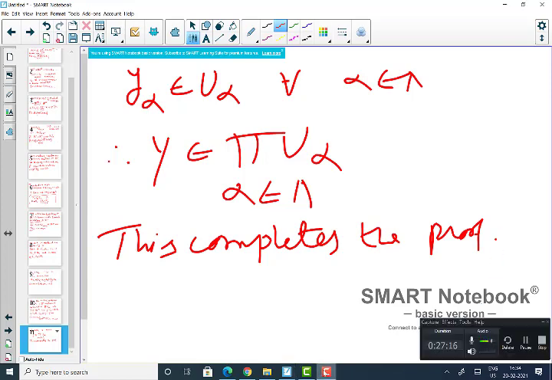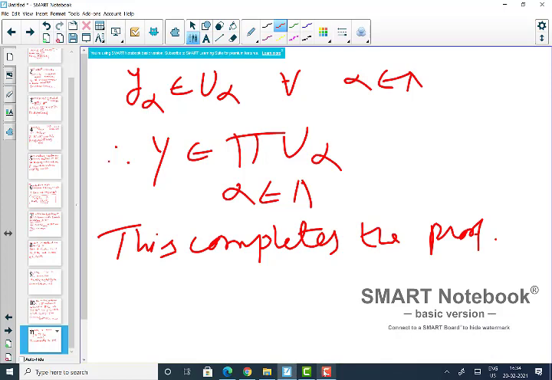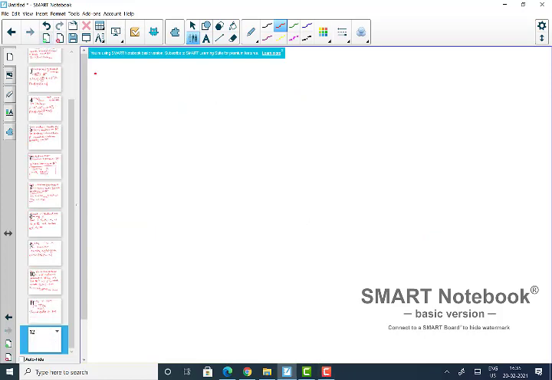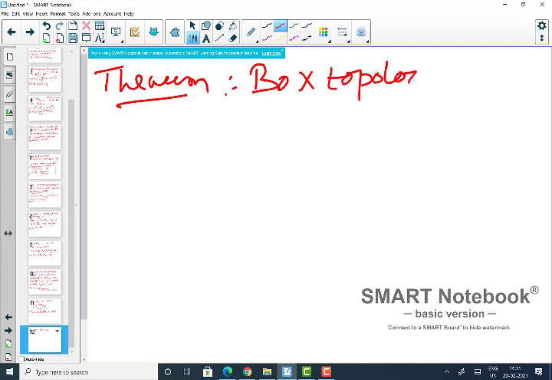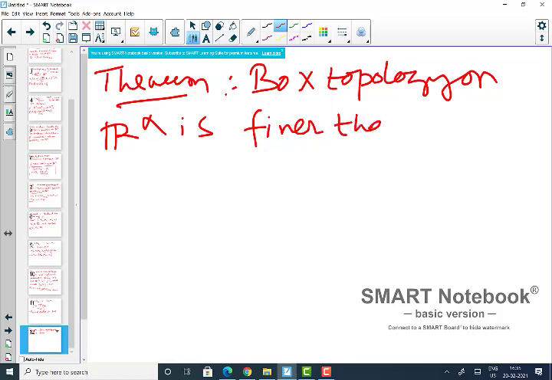Now similarly, we need to prove the other one: the box topology is also finer than the uniform topology, and this proof is also not so difficult. It's easy. So let me start another proof. Theorem: the box topology on R^lambda is finer than the uniform topology.